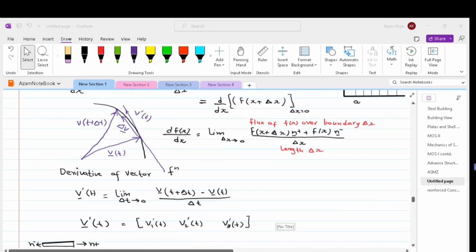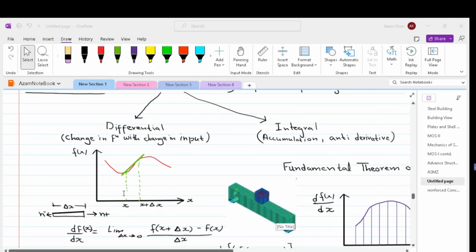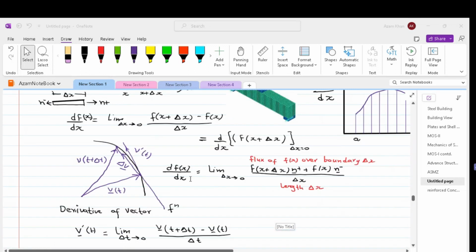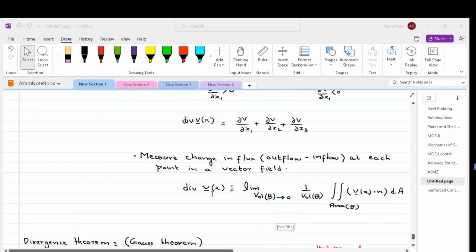Now, reminding ourselves of the vector calculus definition of differential, we said that df/dx is equal to the flux of flow over the boundary Δx divided by the length Δx, where Δx is made equal to zero. In the light of this definition, the divergence of a vector field at a point is defined as the flux around the body of certain volume B, where the volume of the body is made to go to 0. The flux in the case of divergence of a vector field is the scalar product of the vector field times the normal, where n is the normal vector corresponding to the boundary of the body.